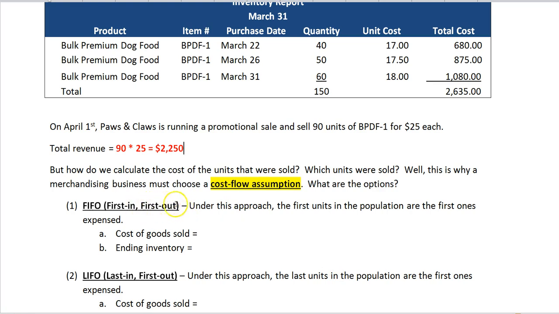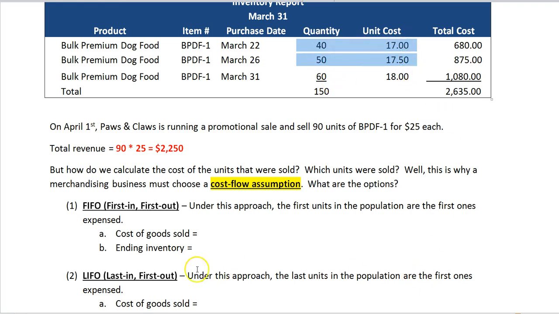Alright, so under FIFO, FIFO stands for first in, first out. Under this example, the first inventory that's in the population will be the first one that leaves the population. So the first ones in the population are these at 17. So we have 40 at 17 that will be expensed, but we sell a total of 90, so that doesn't get us to 90. So we have to go down the list. FIFO will tell us to start at the top of the list and work our way down effectively.